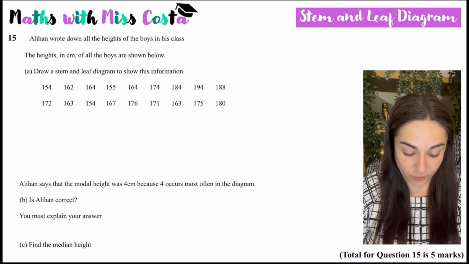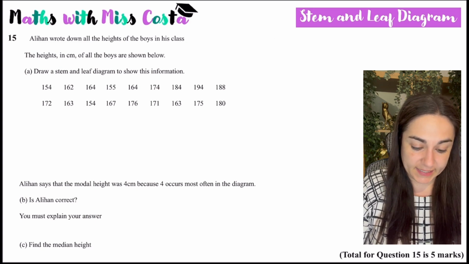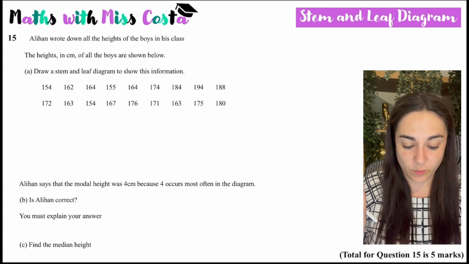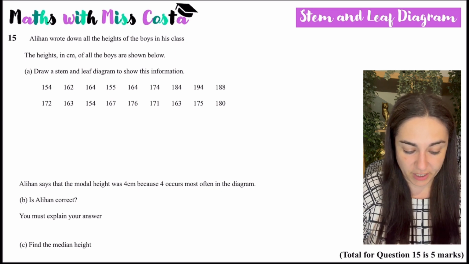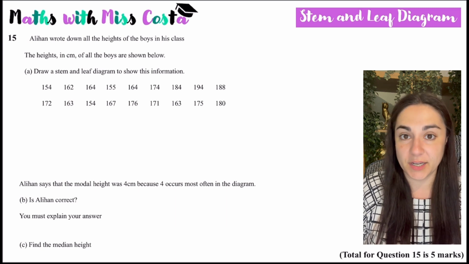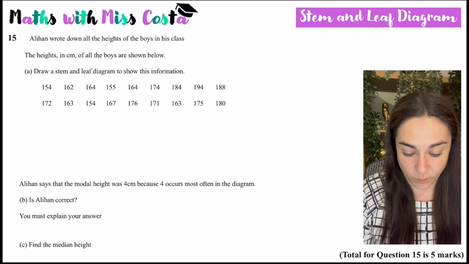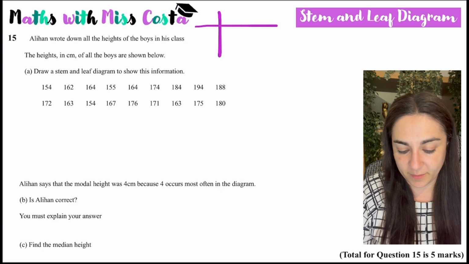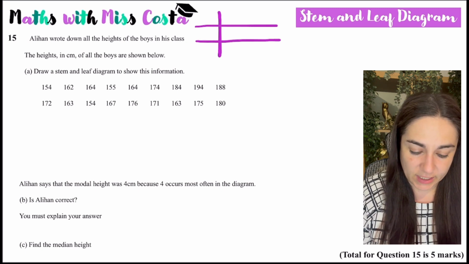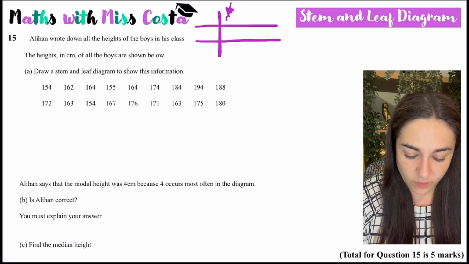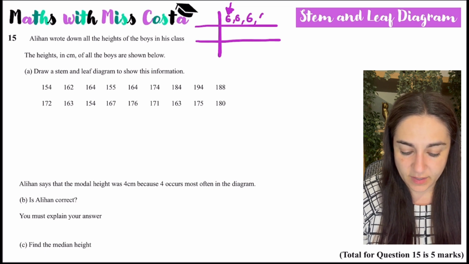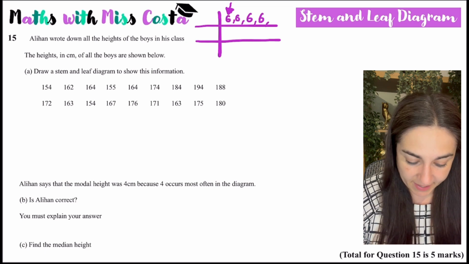Okay, next we've got a stem and leaf diagram. So I'm told that Alahan wrote down all the heights of the boys in his class, and the heights are shown below. I then need to draw a stem and leaf diagram to show this information. So the way a stem and leaf diagram works is you split it up like this, and then you ideally want your leaf part to only be 1 digit, which makes it easier to compare.